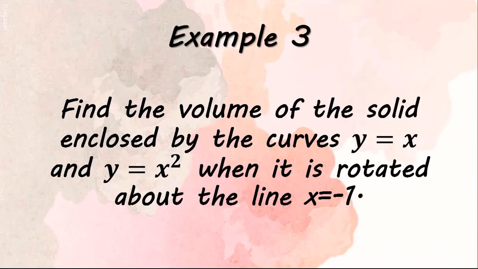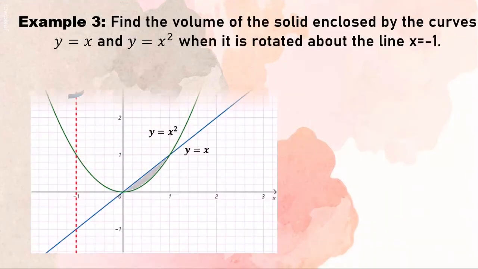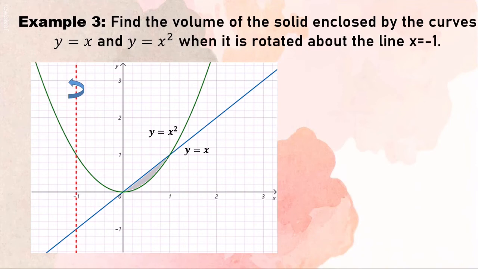Another example: find the volume of the solid enclosed by the curves y equals x and y equals x squared when it is rotated about the line x equals negative 1. So for the last example, it's a graph. As you notice, the given curves, y equals x and y equals x squared, are the same as in example 2. However, it is rotated about the line x equals negative 1, or parallel to the y-axis. Also, the interval for example 3 is from 0 to 1.